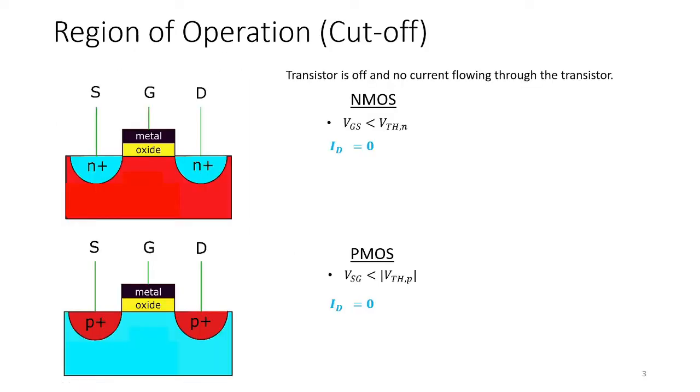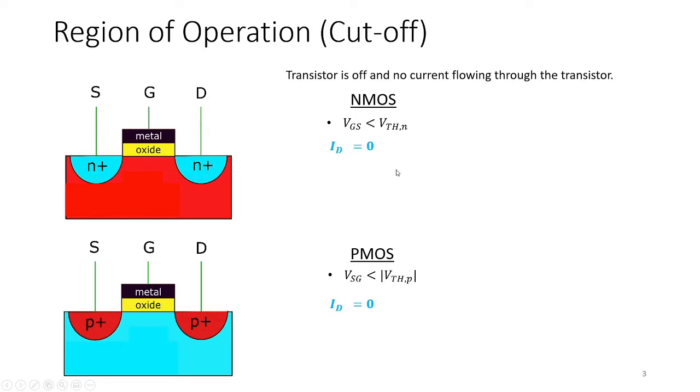From the first module, we learned that there is a quantity defined as the threshold voltage that defines when the transistor is conducting from source to drain. So the first region of operation is when the gate source voltage of the MOSFET is less than the expected threshold voltage. If this is true, the transistor is off and there is no current flowing through the transistor. We call this the cutoff region.